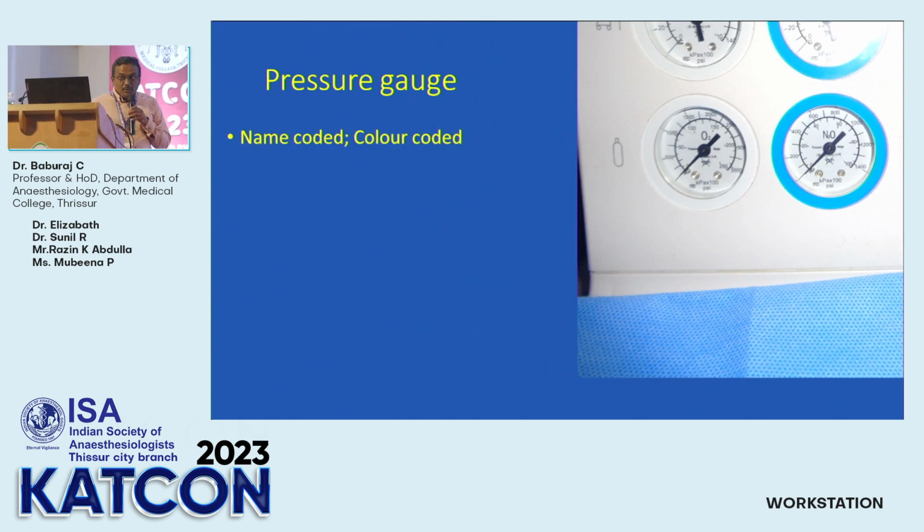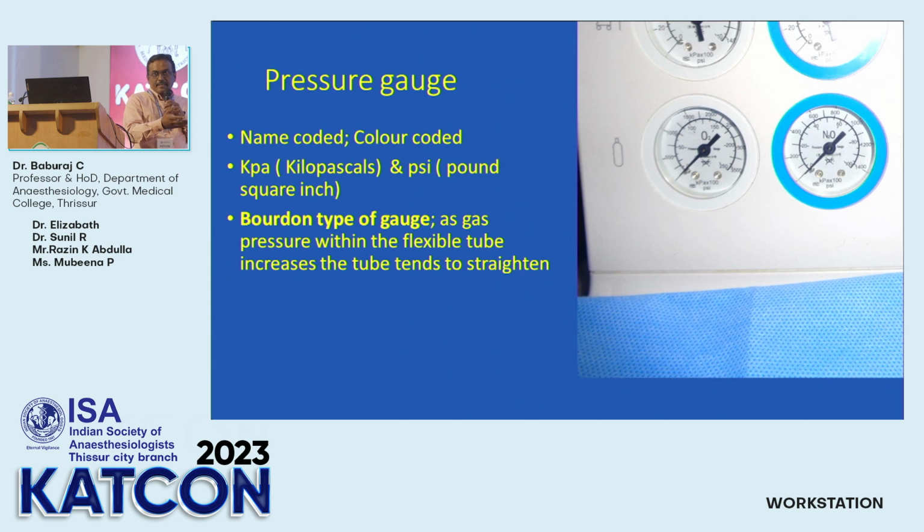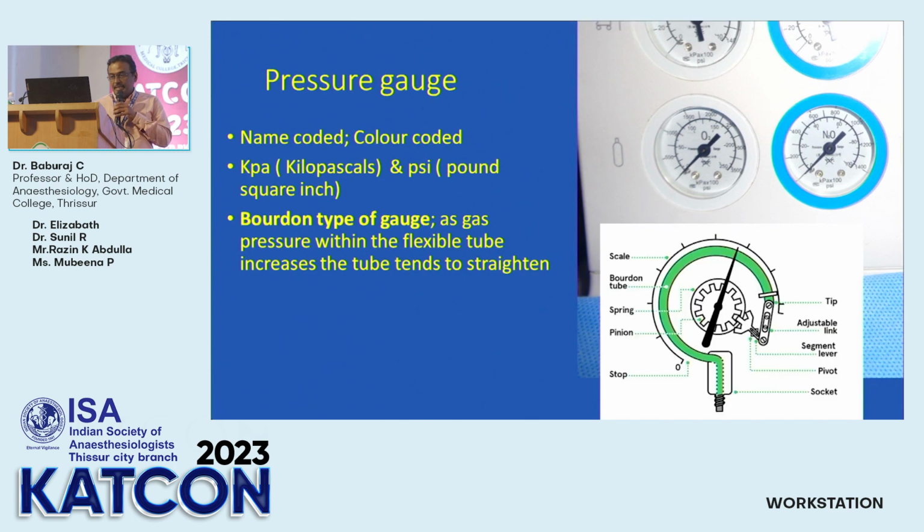And it is name coded. You can see the names written. It is color coded. You can see the nitrous oxide is blue. And usually the pressure is measured in kPa, kilopascals, as well as in pounds per square inch. And as he said, it is a Bourdon type of pressure gauge. Whenever the pressure increases, the tube straightens and it is converted into a movement of the needle.